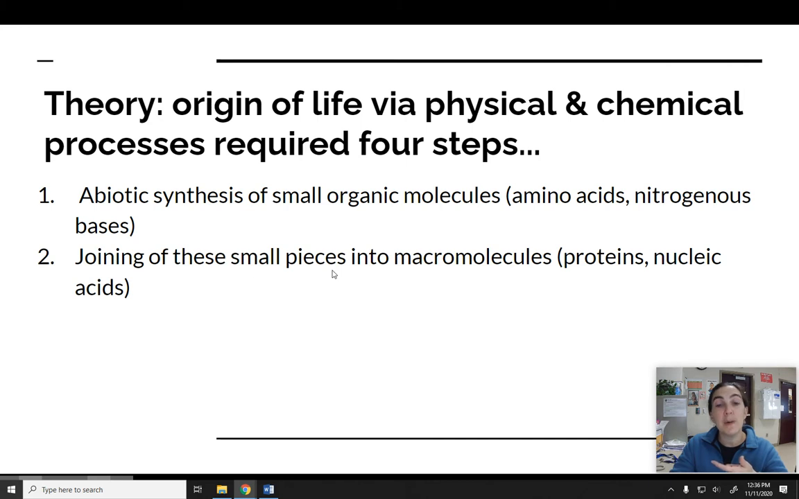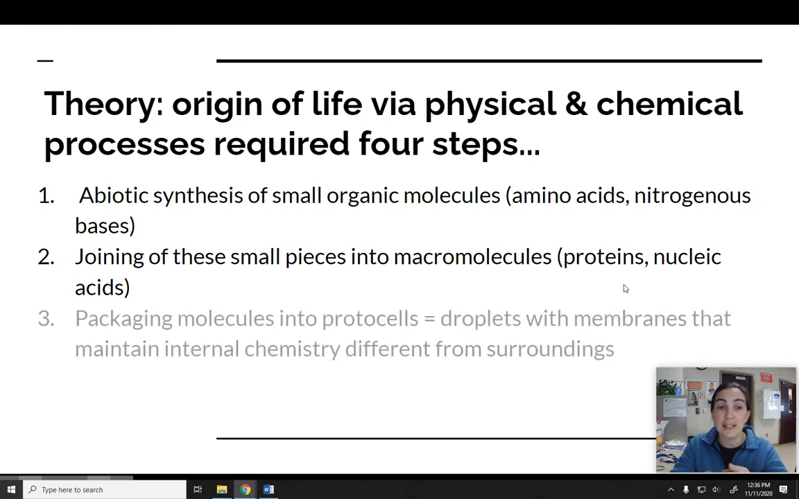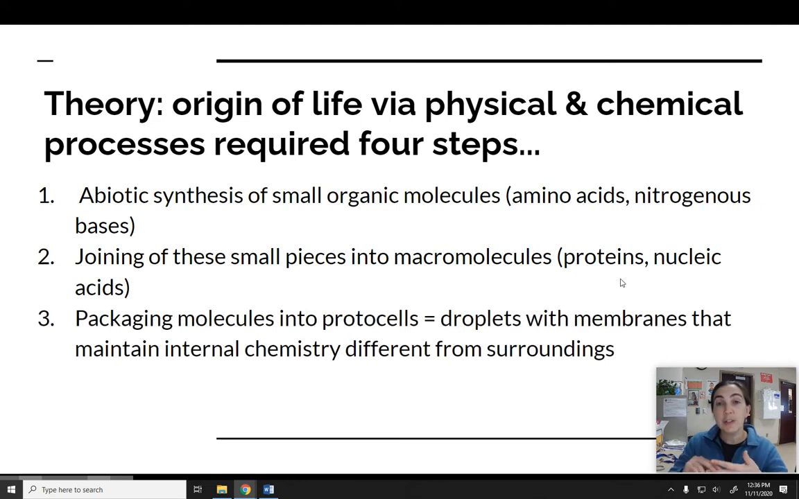Secondly, we had to put those small pieces together into macromolecules. We had to be able to start building proteins and nucleic acids and carbohydrates, things like that. The third step that was necessary is those molecules had to be packaged into some kind of membrane. One of the requirements of life is that it has to be able to maintain homeostasis, maintain an internal chemistry that might be different from the external environment. So we needed those earliest cells to form.